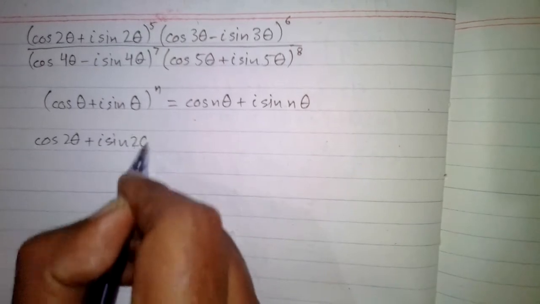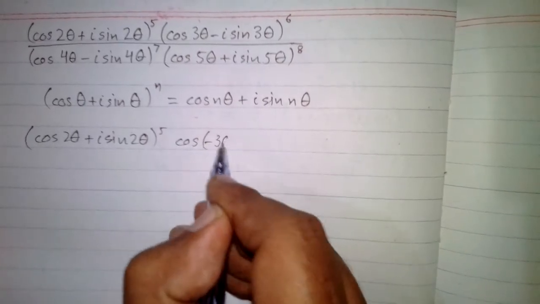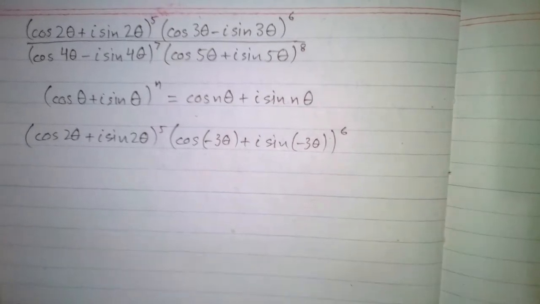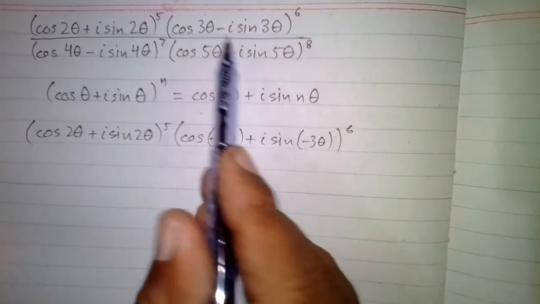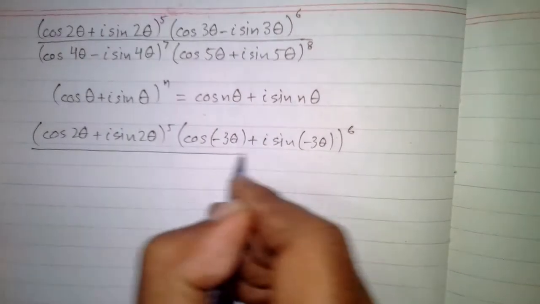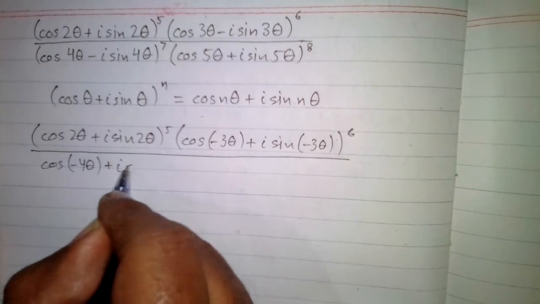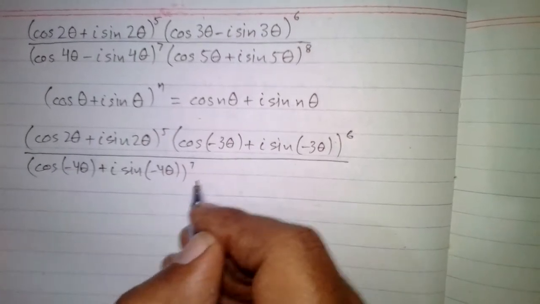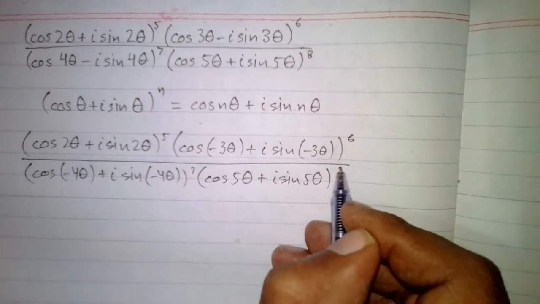So first of all, we will write (cos 2θ + i sin 2θ) raised to the power 5, and then this cos 3θ can be written as cos(−3θ), then plus i sin(−3θ), raised to the power 6. Because cos(−3θ) is cos 3θ, and sin(−3θ) is equal to minus sin 3θ. And in the denominator, we can write cos(−4θ) because it is equal to cos 4θ, and then plus i sin(−4θ) because sin(−4θ) is equal to minus sin 4θ, raised to the power 7. And then (cos 5θ + i sin 5θ) raised to the power 8.